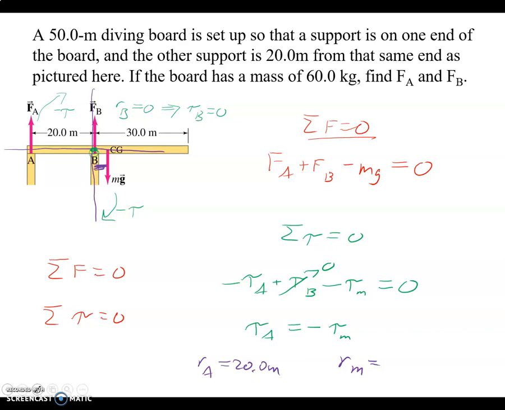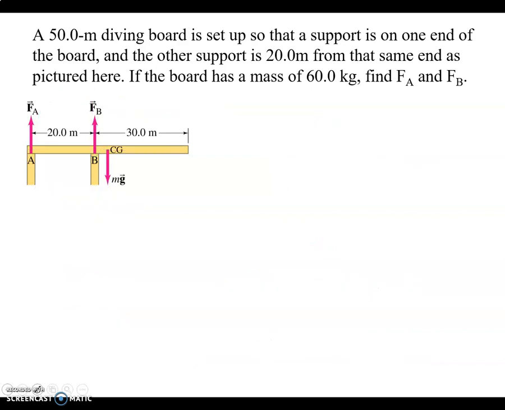Well, remember that the weight of the board is in the middle, which means that this whole width is 25 meters, but we know that this is 20. Therefore, what's left would be 5 meters. So RM, the distance from the pivot to the center of mass of the board, is 5 meters. Okay, let's use all that information now to solve for force A.